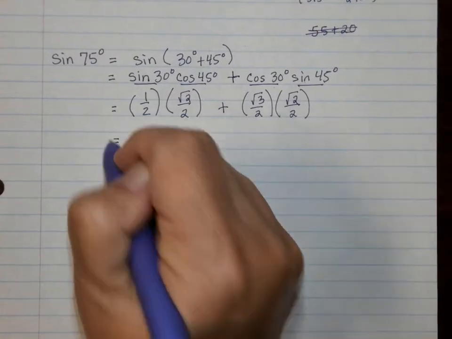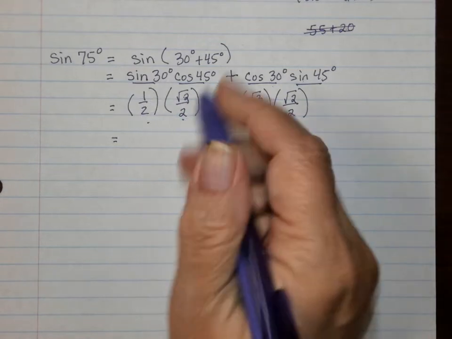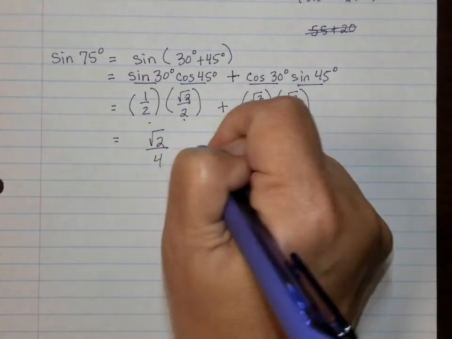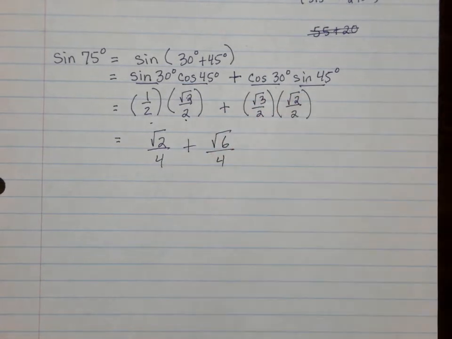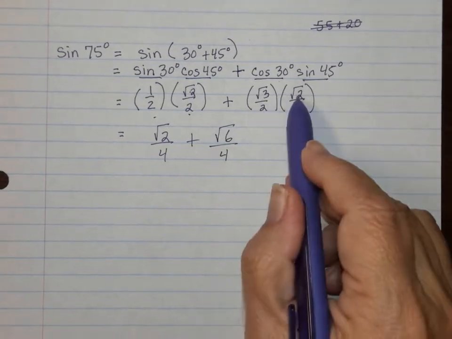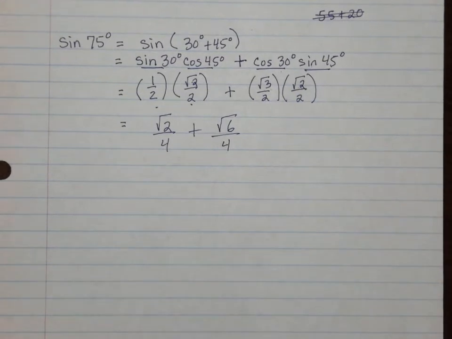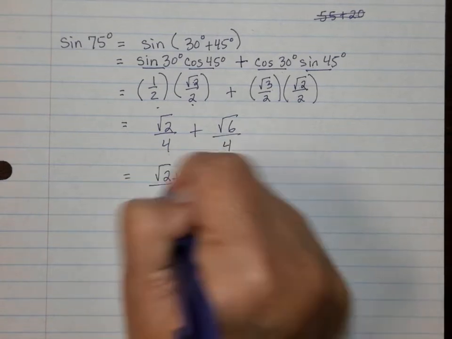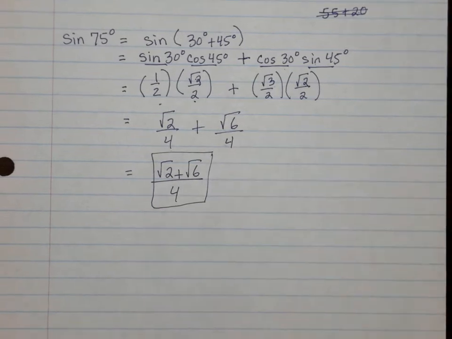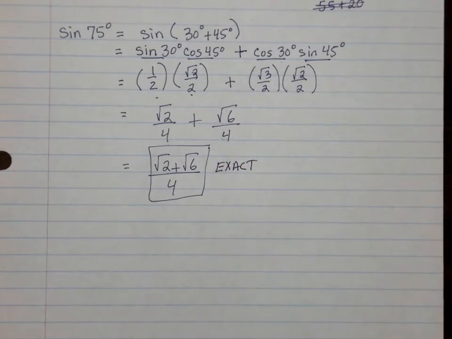Now we're going to multiply. Multiplying fractions, that's no problem. Top times top and bottom times bottom. Square root of 2 over 4 plus square root of 6 over 4. Yes, when you multiply with the radical, you can multiply the terms under the radical together. We have a common denominator, so add your numerators together. Done. This is an exact answer for sine of 75 degrees.